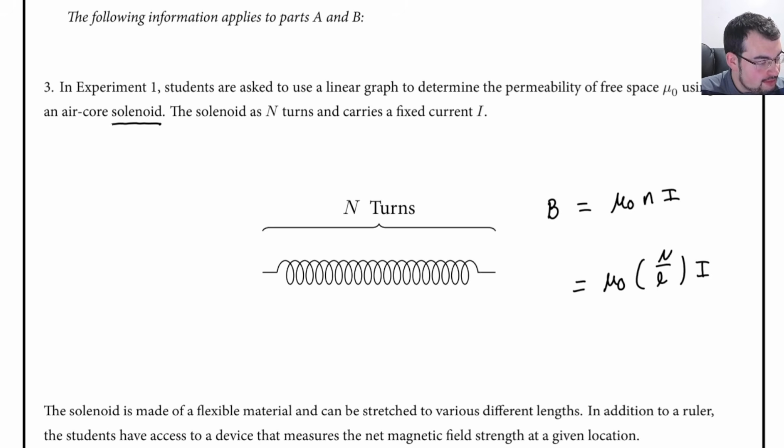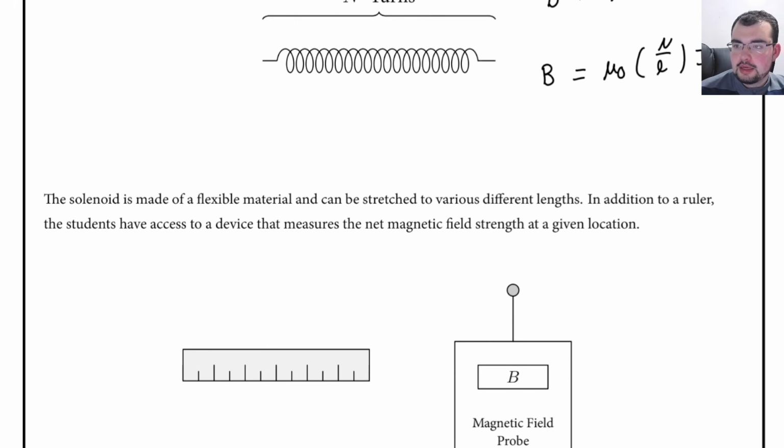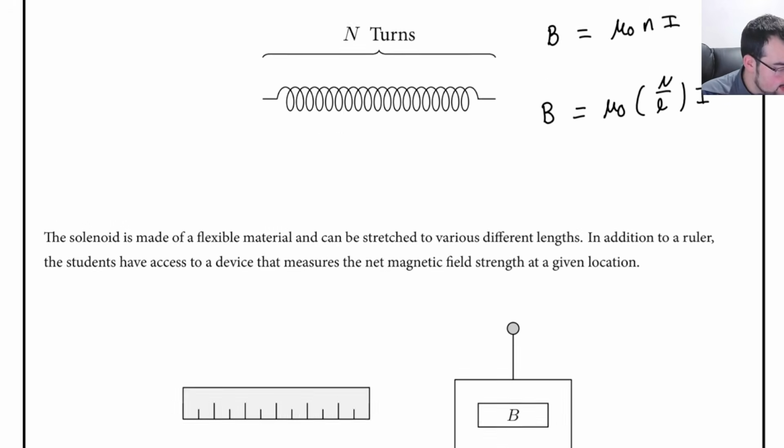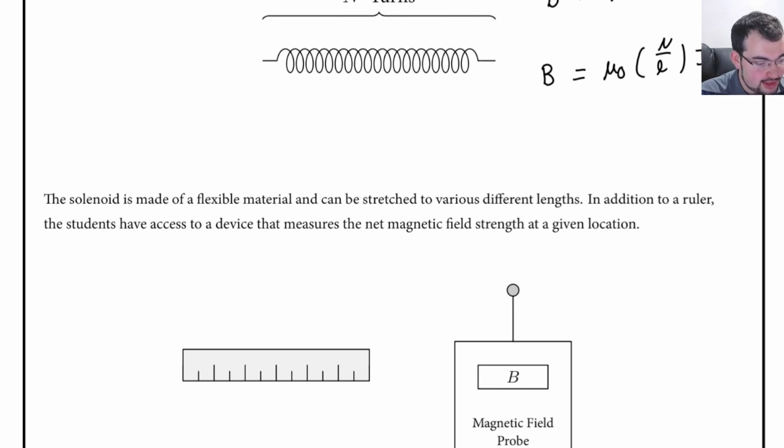So if we're trying to find mu naught, that means we need to know literally everything else. So we got to get B, we got to get capital N, we got to get L, we got to get I. Now it does tell us in the problem, we know the number of turns and it's a fixed current. The solenoid is made of a flexible material and can be stretched to different lengths. Oh, how convenient. In addition to a ruler, students have access to a device that measures the net magnetic field strength at a given location.